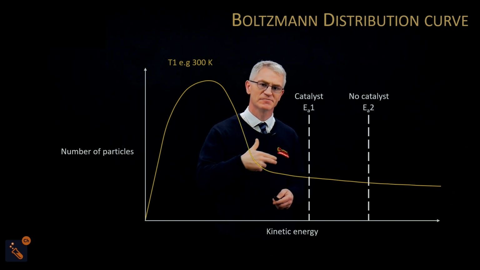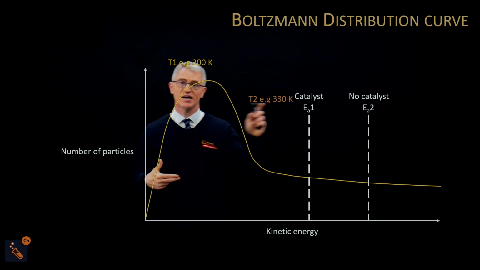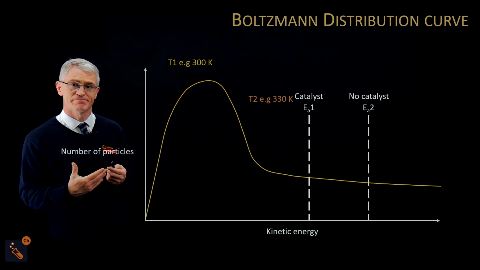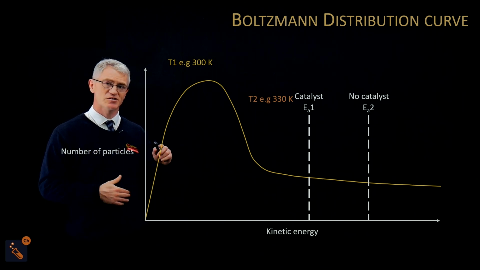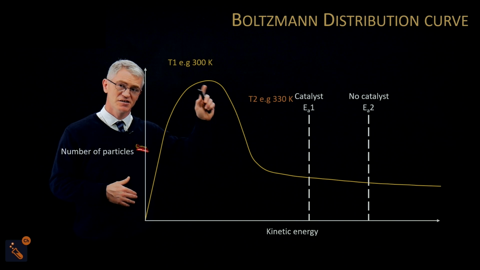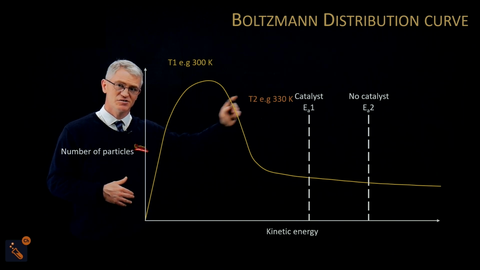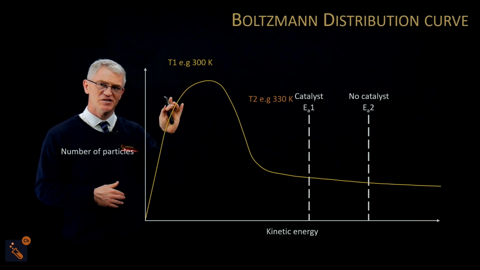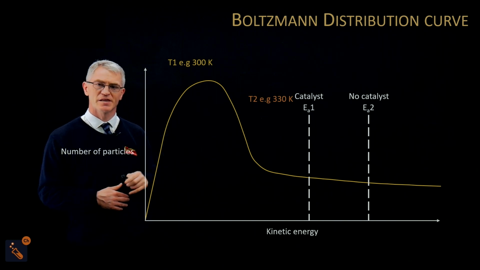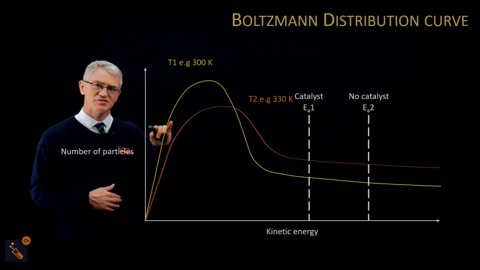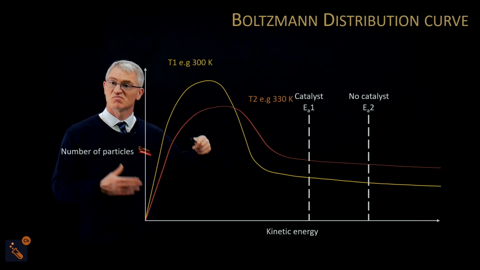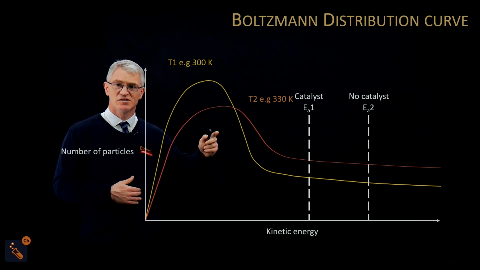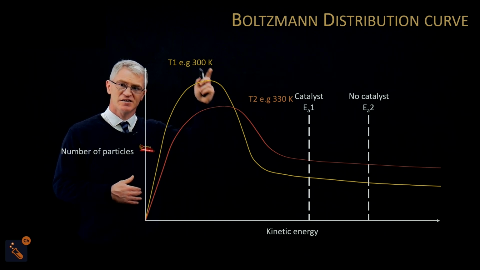Now, if that is the case, we're going to plot another one, this one at 330. So we're going to increase the temperature. If we increase the temperature, the majority of particles are going to have a higher energy than on this one. So it's 300, 330. So they're going to have a higher energy. That means this hump is going to move slightly to the right. Okay? And as you can see, it's moved slightly to the right. So the average energy of a particle is somewhere around here, and then somewhere around here.